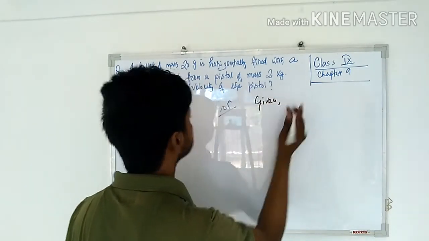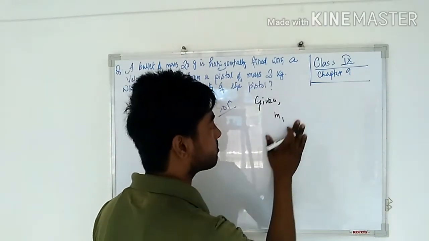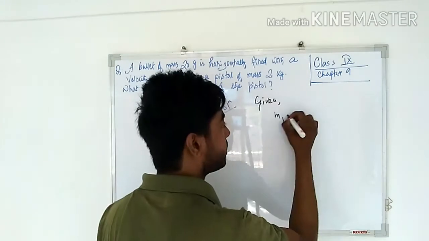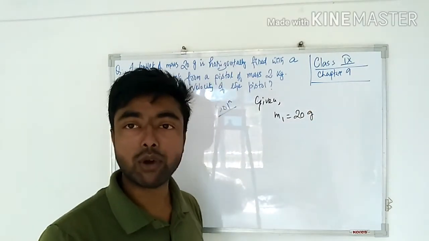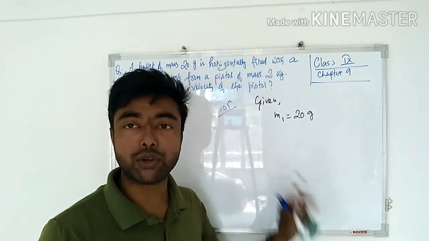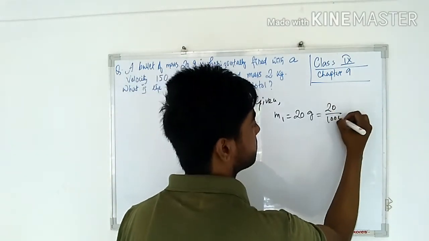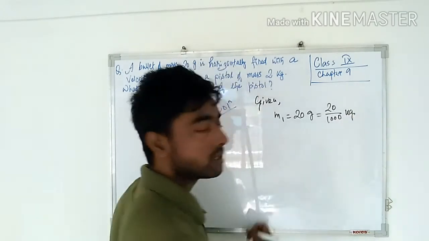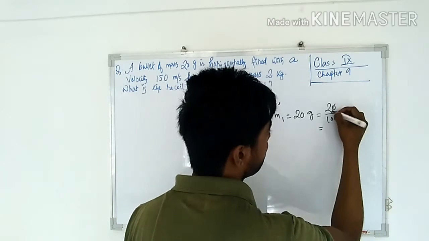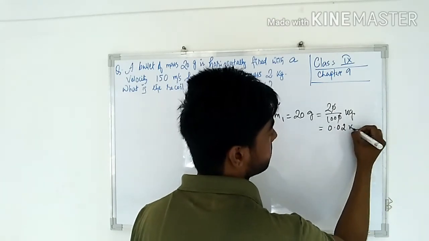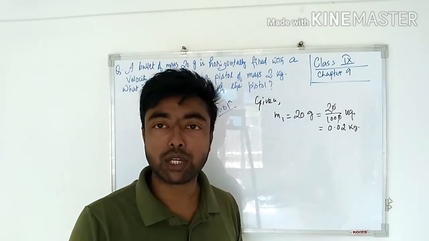Given the mass of the bullet. If I write mass of the bullet by M1, can I write 20 gram? Yeah, it is given 20 gram. So what you have to do, you have to convert this 20 gram into kilogram. How? 20 divided by 1000 kg. Is it? Then it will be how much? 0.02 kg. This is the mass of the bullet. You have to convert to kilogram.